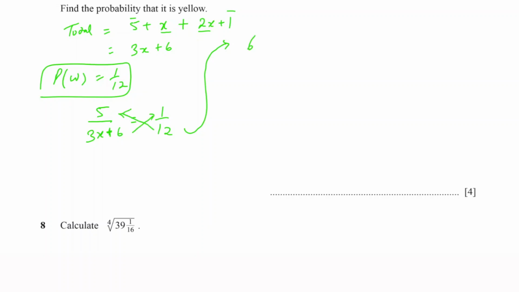12 times 5 is 60, and 60 equals 3x plus 6. So this goes there with a negative sign. So 60 minus 6 equals 3x. So 60 minus 6 is 54 equals 3x. So x will be equal to 54 divided by 3. So value of x is 18.